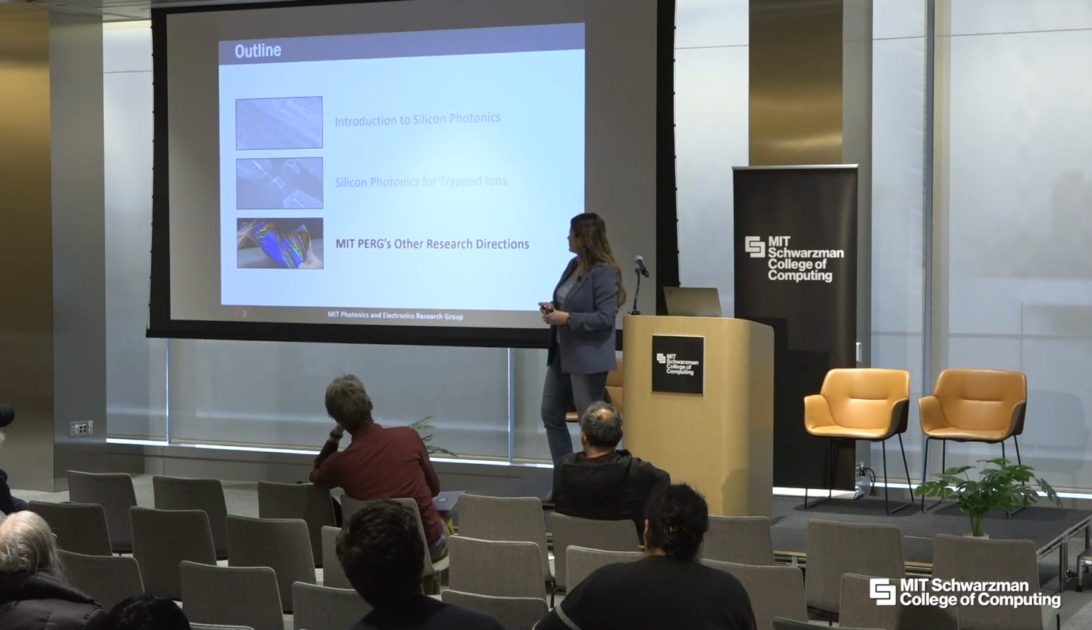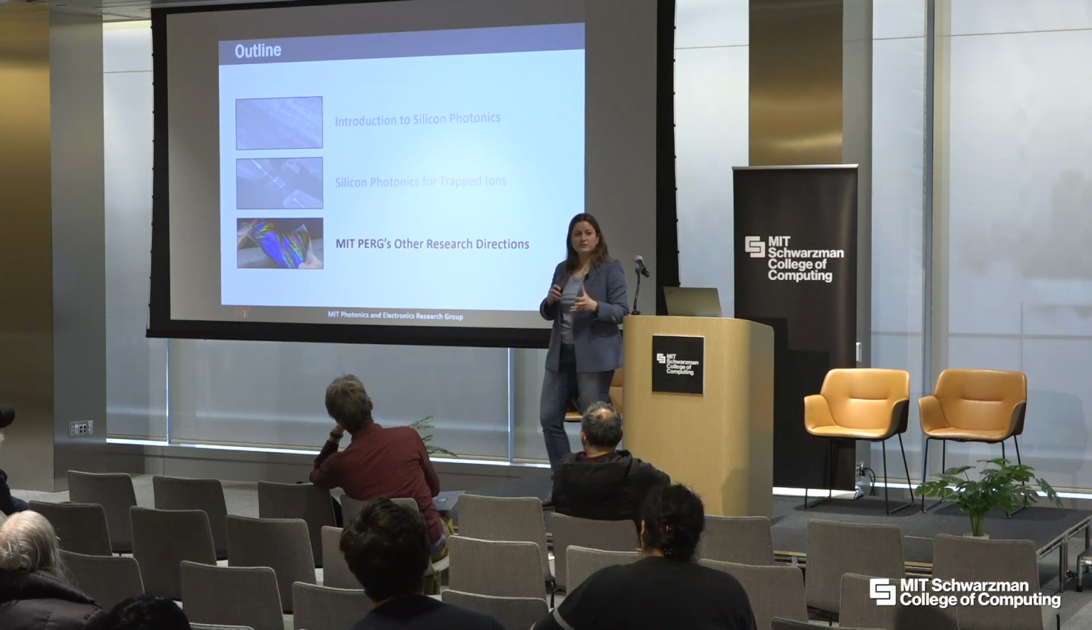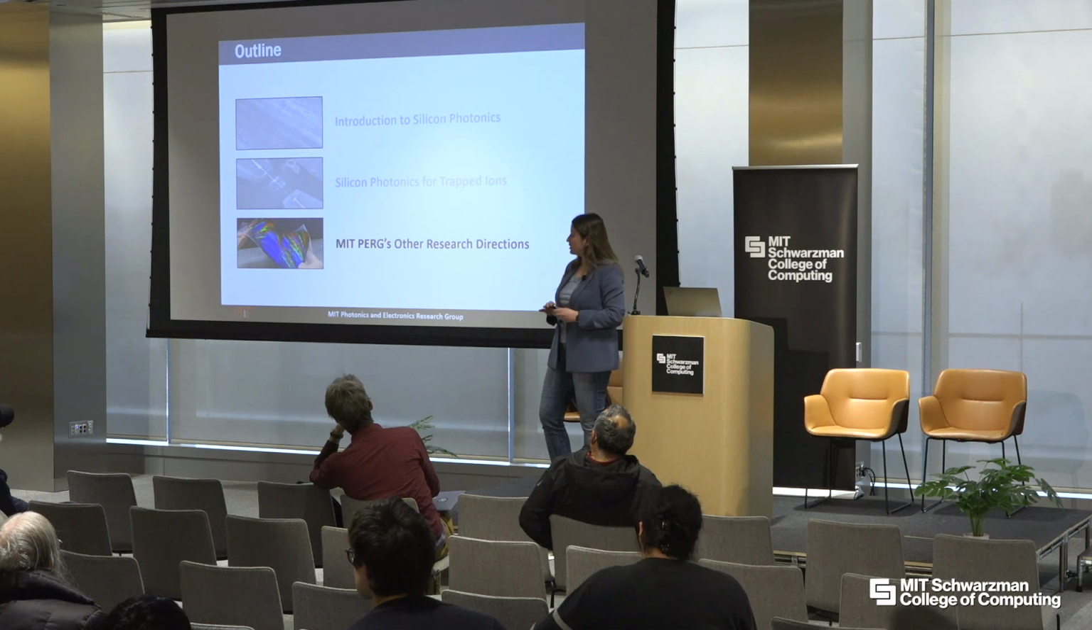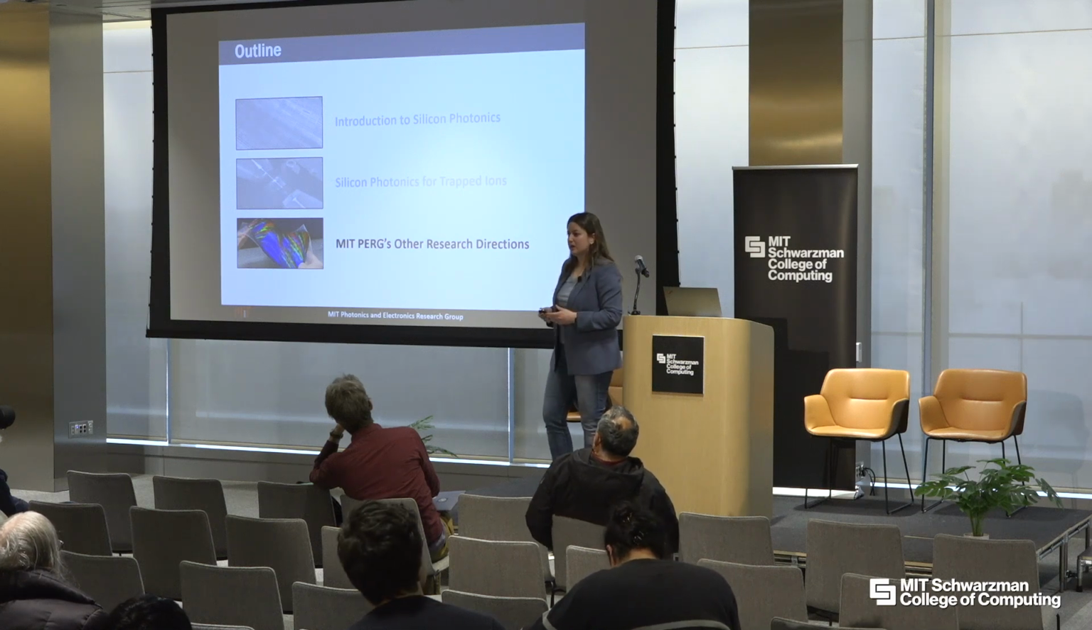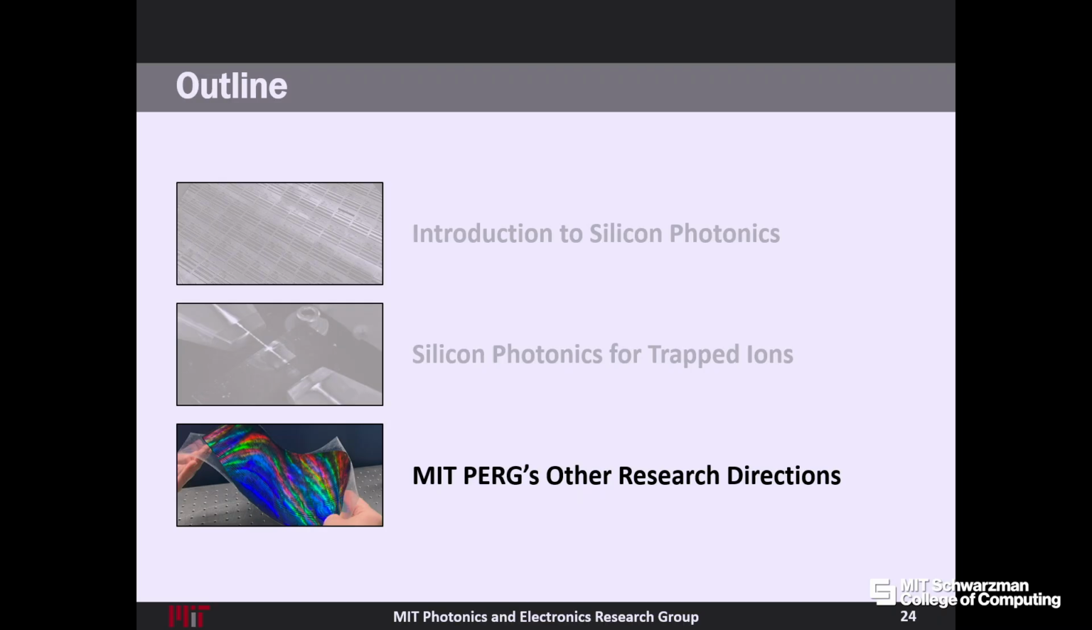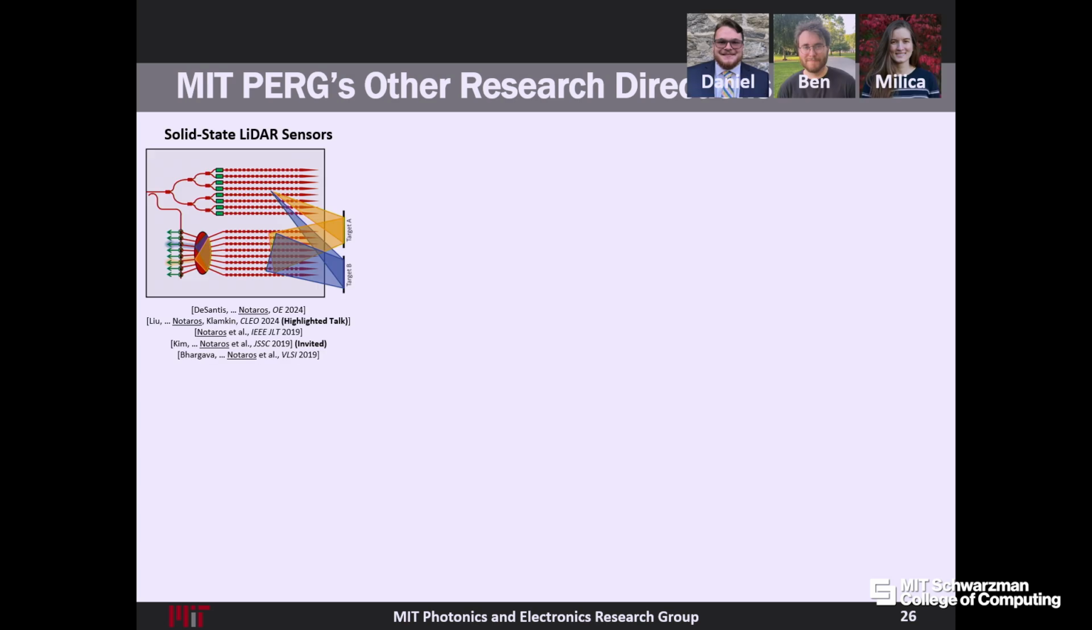Maybe now for just the last couple of minutes, I'll briefly switch gears and just mention very briefly some of the other research directions in our group, just to give you a feel for what else you can do with silicon photonics beyond interfacing to these qubit trapped ions. So one of our research directions is thinking about, can you create these silicon photonic chips that emit light off the chip, scan those optical beams around, light gets reflected back and is received by the same chip to enable non-mechanical solid-state-based LiDAR for autonomous vehicles. This is work led by my students Daniel and Ben with the help of Milica.